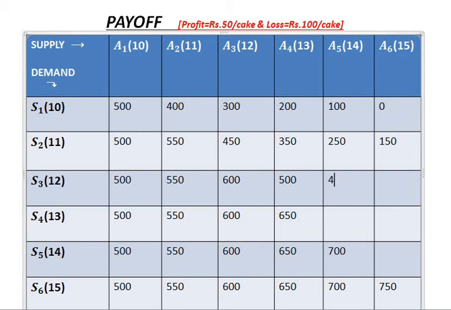600. So loss of 100, 500. Next 400. Next 300. Here what is the profit? 650. Loss of 100 now, so it is 550. Next 450. And here profit of 700 and loss of 1 unit, so it is 600.